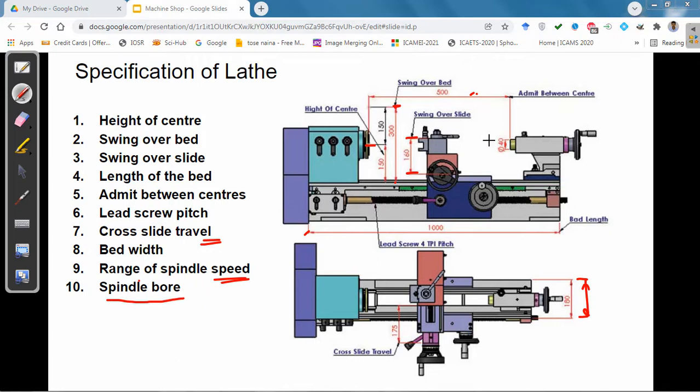So what is the spindle bore? I have already told you the spindle is a hollow cylindrical device. So the bore diameter means the internal diameter of the hole of the spindle. So that is again another important specification. And some of the common specifications like the weight of the machine, the floor space requirement, the power, these are the common specifications in all the machine tools. But these are important with respect to the lathe.